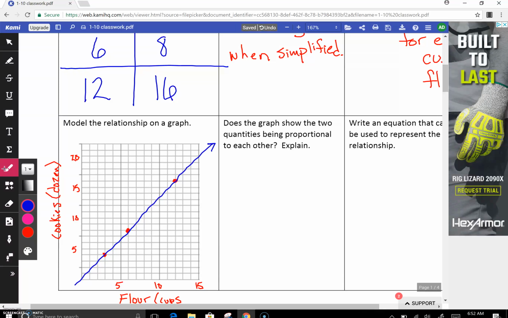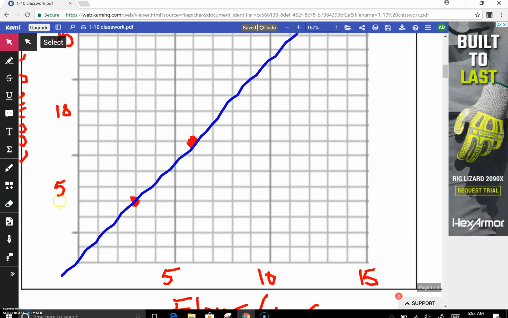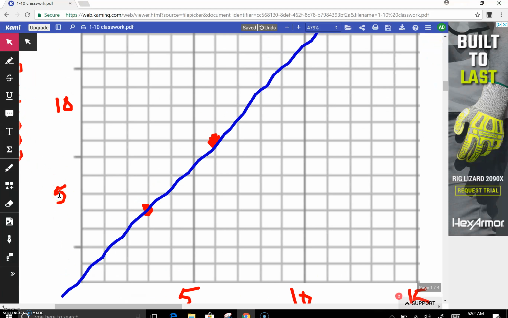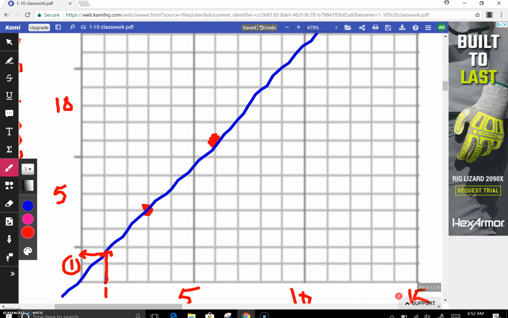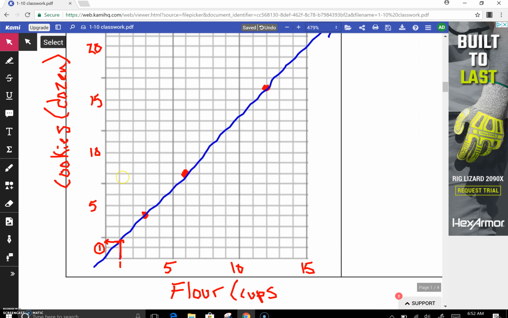And if you look at 1, remember 1 cup of flour would produce 1 1/3 dozen cookies. If you look really carefully, 1 would be right here. If we follow that up until we hit the line, and then you follow it over, you see that it's a little bit more than 1. So 1 cup of flour would produce a little more than 1 dozen cookies, so it would be 1 1/3 dozen.